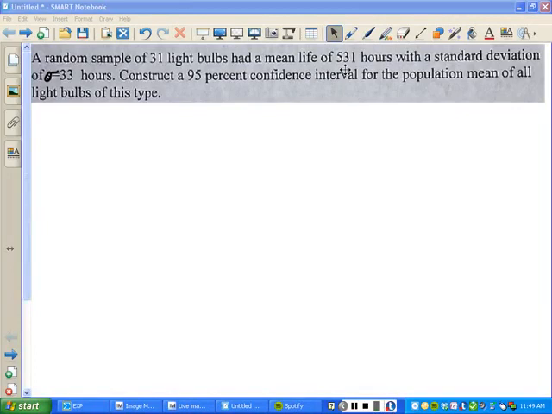We're constructing a confidence interval for the mean of all the light bulbs. We know that we have a sample of 31 light bulbs. The mean lifetime is 531. The standard deviation is sigma equals 33.